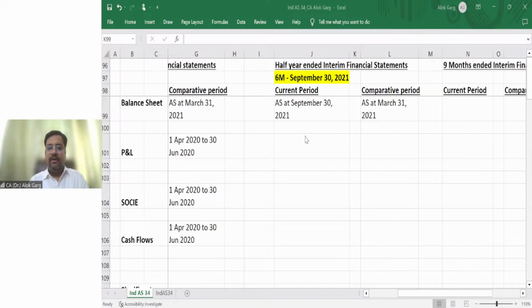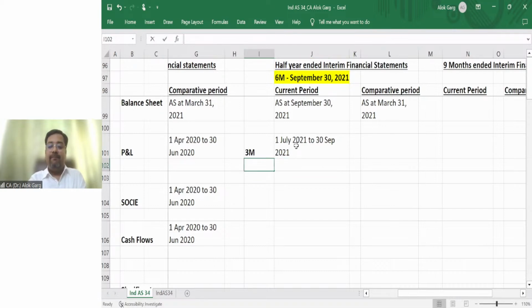Okay. Is that clear? Your P&L. Now your P&L will be for the current quarter as well as year to date. What is the current quarter? Friends, for the 6 months ending September 2021, what is the current quarter? Current quarter means 3 months. It starts from 1st July 2021 to 30th September 2021, right?